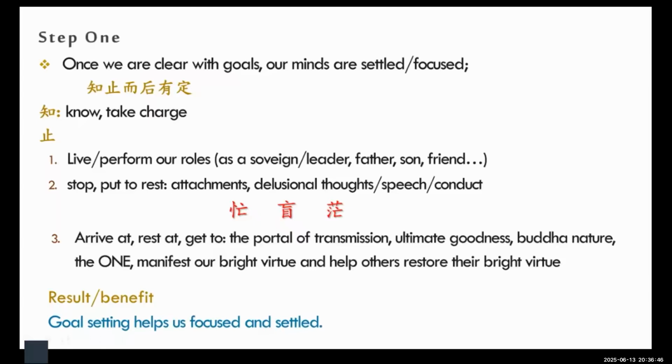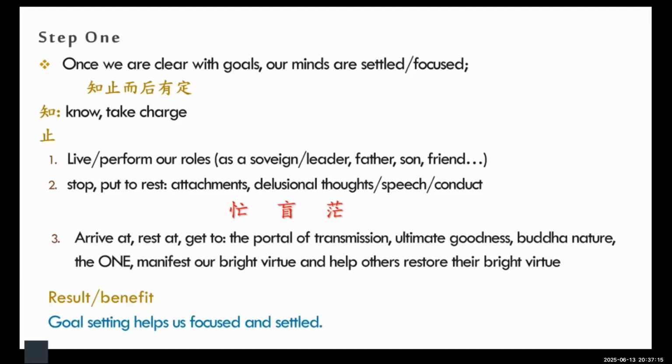Now the step one. Once we are clear with our goals, our minds are settled and focused. Okay, the 知, this character here means to know, to understand. But it also has a more proactive meaning, right? Take charge of our destiny, to have a sense of purpose in our mind.